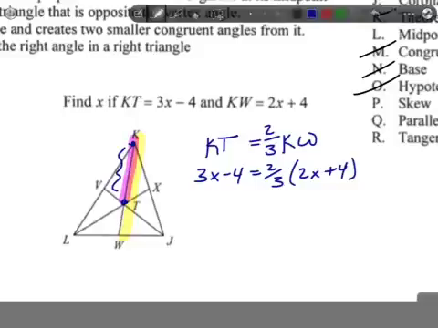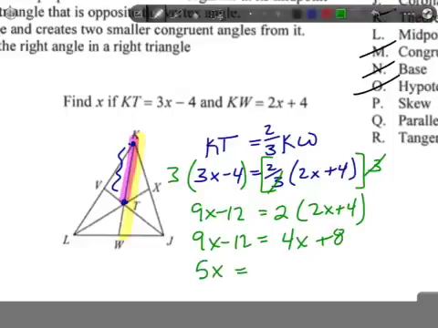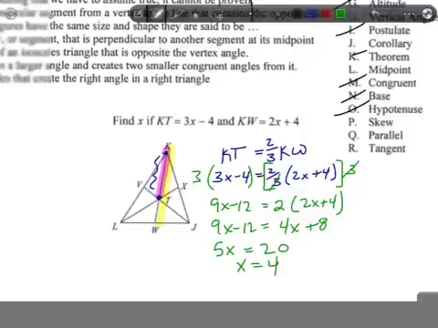A couple things you can do. I think what you probably liked in class the best was multiplying the entire thing by 3 on both sides. So that 3 will cancel with the denominator there, and this 3 over here will give me 9x minus 12 is equal to 2 times 2x plus 4. Now that becomes 4x plus 8. And this is 9x minus 12. Subtract 4x from both sides, add 12 to both sides. So x is equal to 4. And that's our answer for number 12.